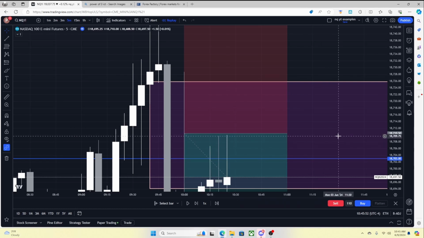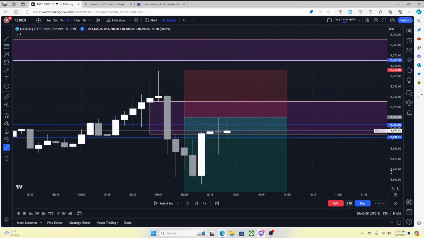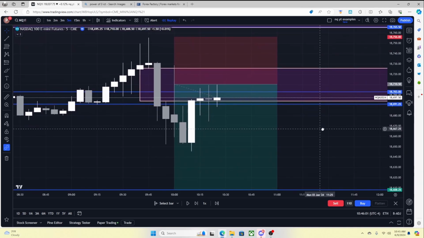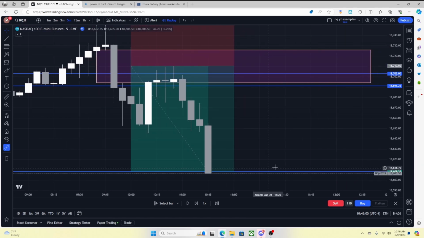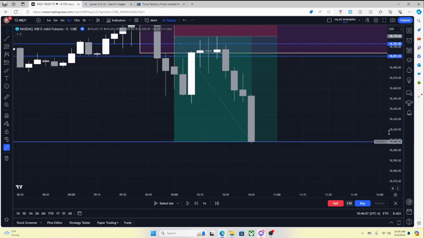So if we came back up to where I entered, I'd be closed out. And you can see we came real close right here. It was like half a point away from being stopped out. Luckily, we didn't. And then you can see we kept going all the way to take profit down there.